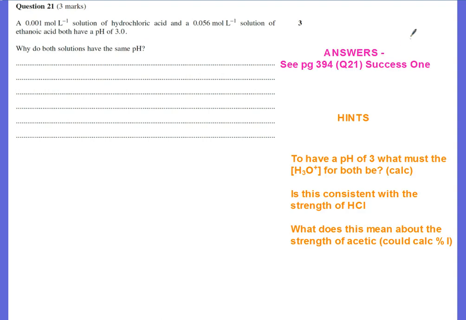Let's look at the answers. Answers on page 394 of Success 1. It's question 21. If you need some hints though, first of all, they've both got a pH of 3.